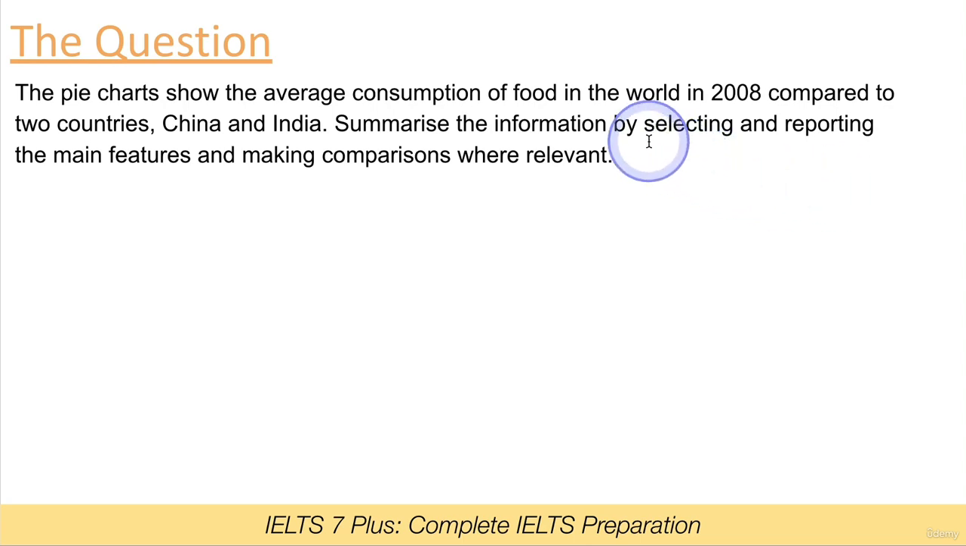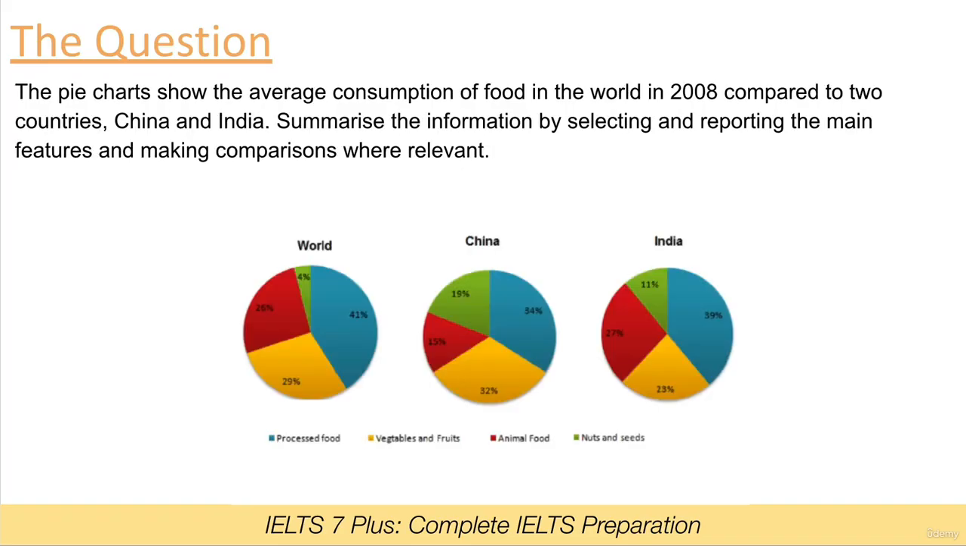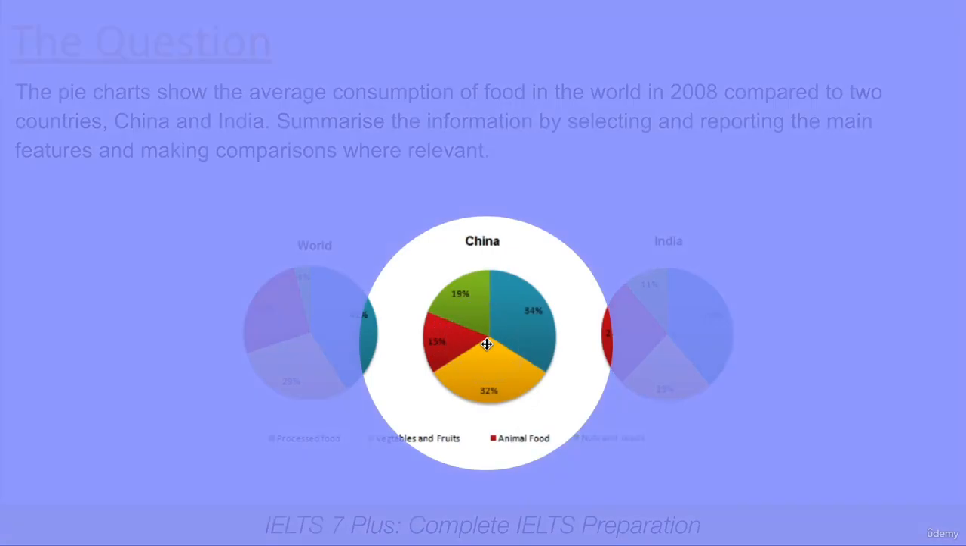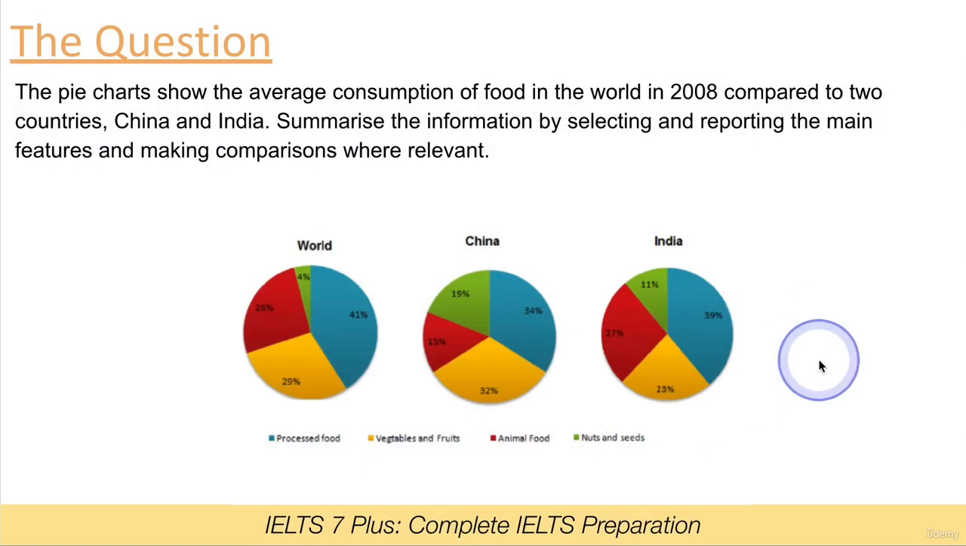Okay, so here's the task. As I said, it stays the same. We need to select and report the main features and make comparisons where relevant. All right, let's have a look at the data. Here we go. Okay, so we've got the world, we've got China, and we've got India. And this is the average consumption of food. So, and we've got the key down here.